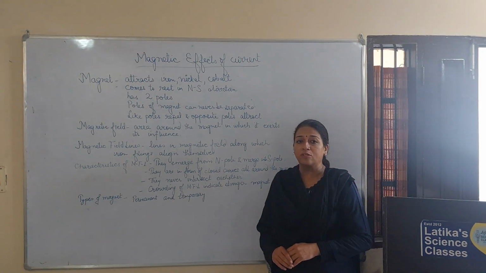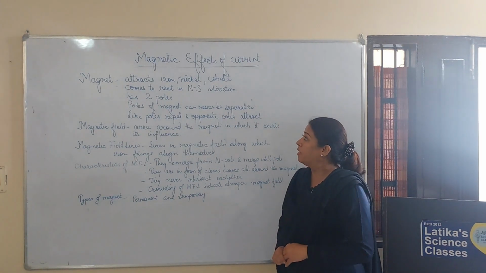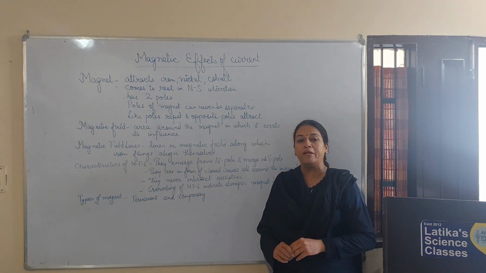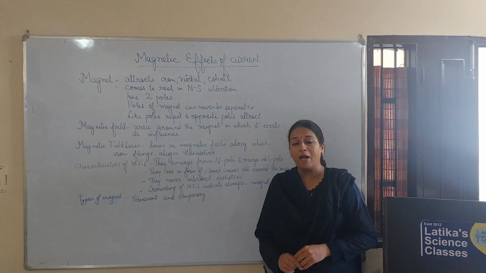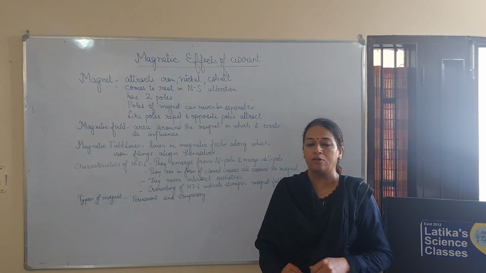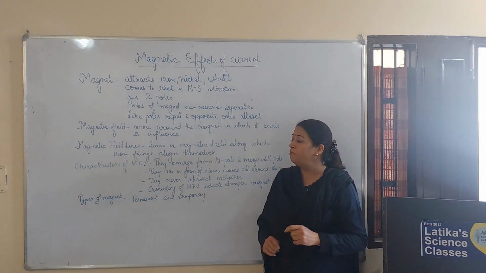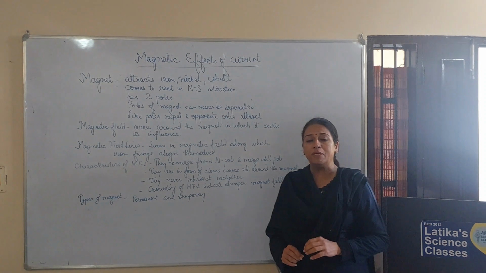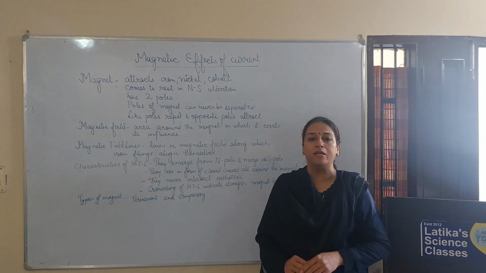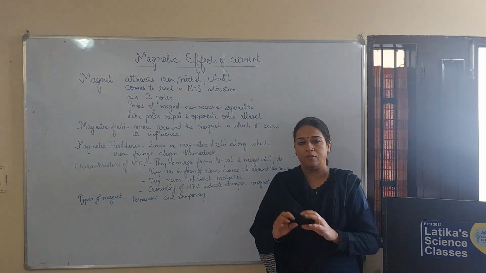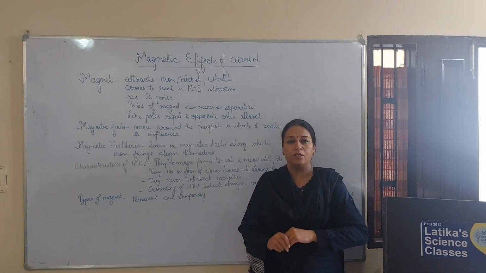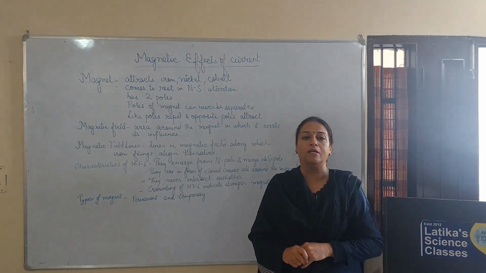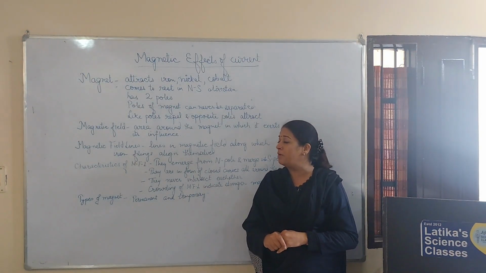And every magnet has got certain properties. A freely suspended magnet will always come to rest in north-south direction. Every magnet will have two poles, that is north pole and south pole. Then poles of a magnet can never be separated. If you are cutting a magnet, the pieces of the magnet which are formed will have two poles each. So what I mean to say is that poles can never be separated.